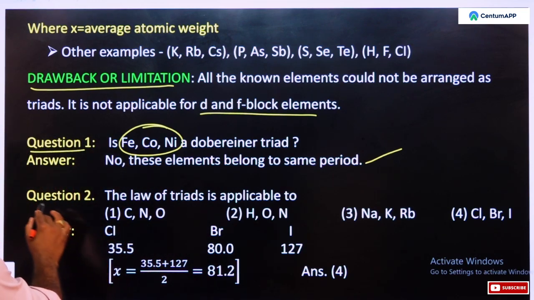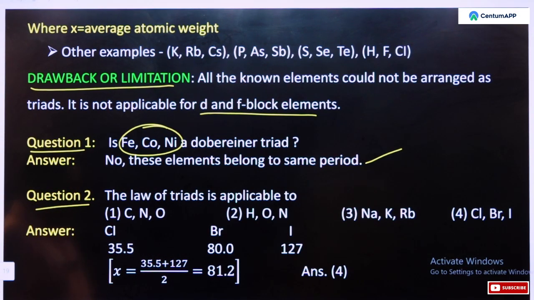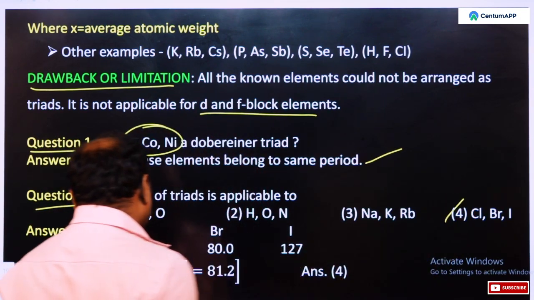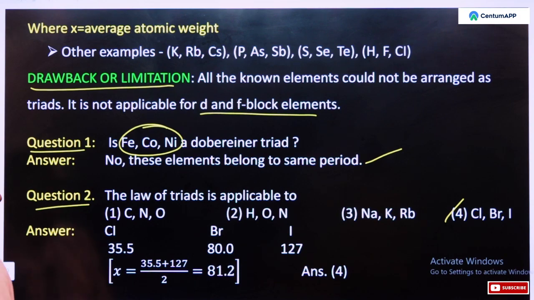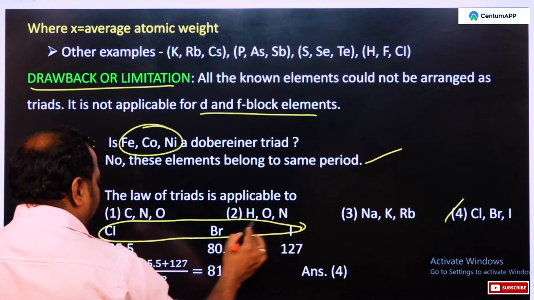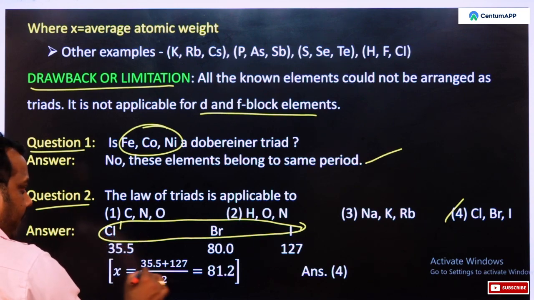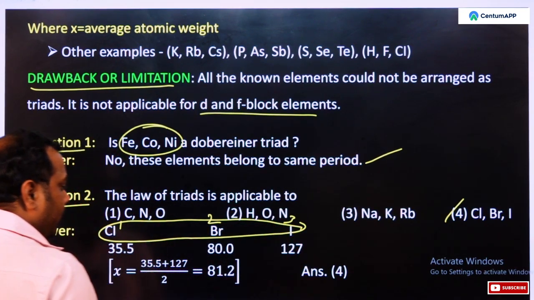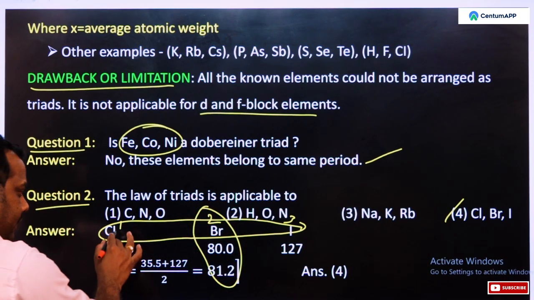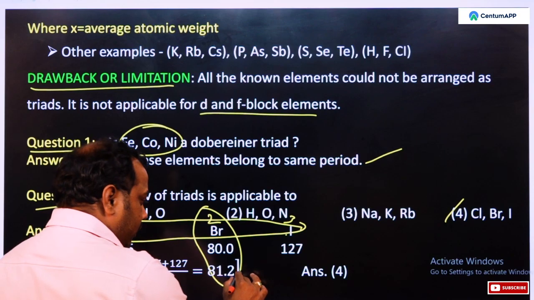Next, question number 2: the law of triad is applicable to which? Chlorine, bromine, iodine. The law of triad is applicable for chlorine, bromine, iodine. Why? Because a group of three elements having similar chemical properties is called a triad. This is the first element, second element, third element. The atomic weight of the second element is nearly equal to the average of the first and third element. That average value is 81.2.